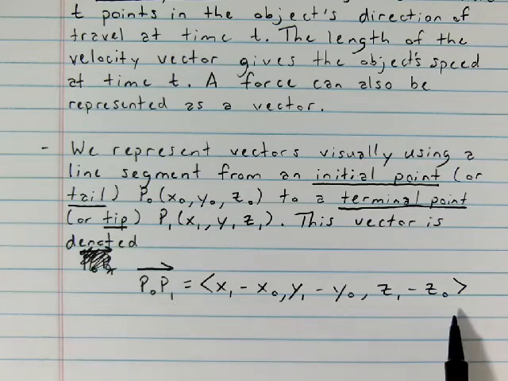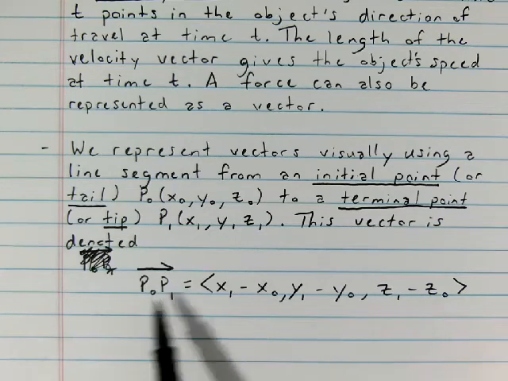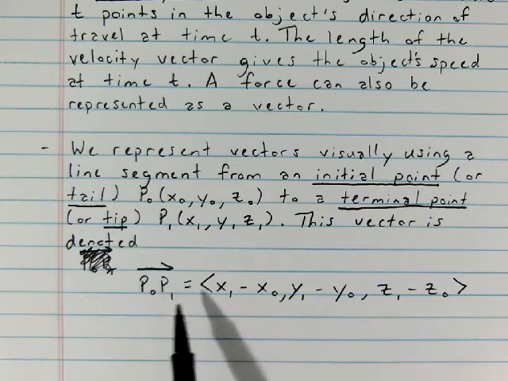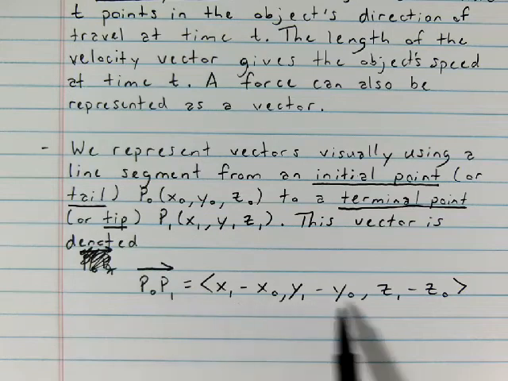That is of the utmost importance: if I give you 2 points and I say I want a vector that has a tail of P0 and a tip of P1, this is what you do. If I were to switch which one's the tail and which one's the tip, then you need to switch all of these accordingly. All right.